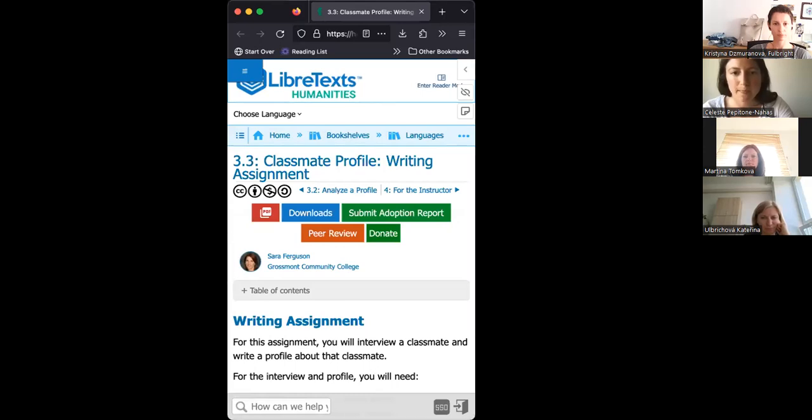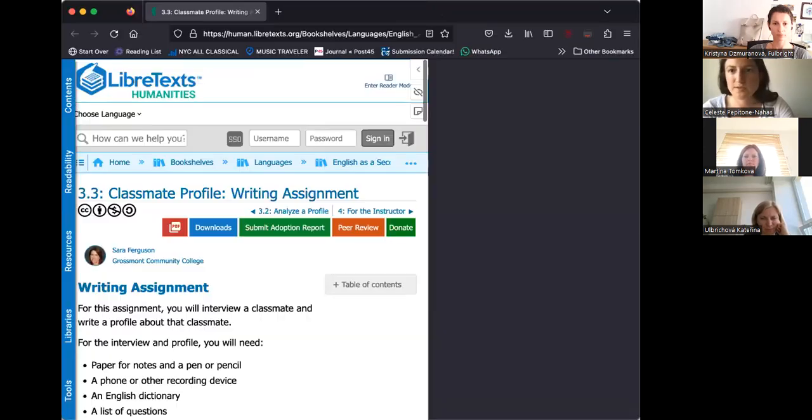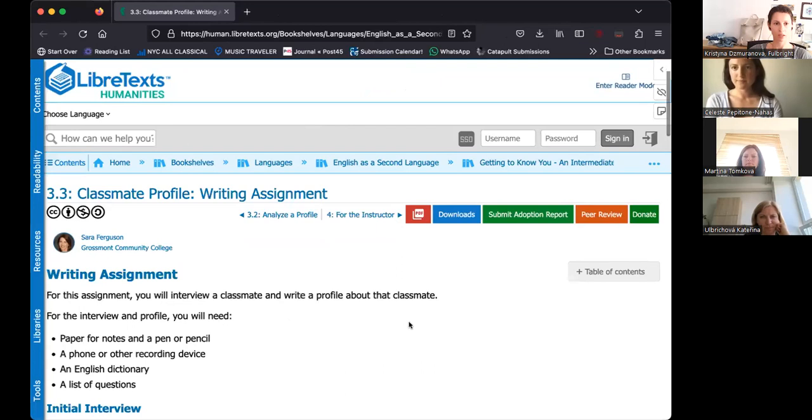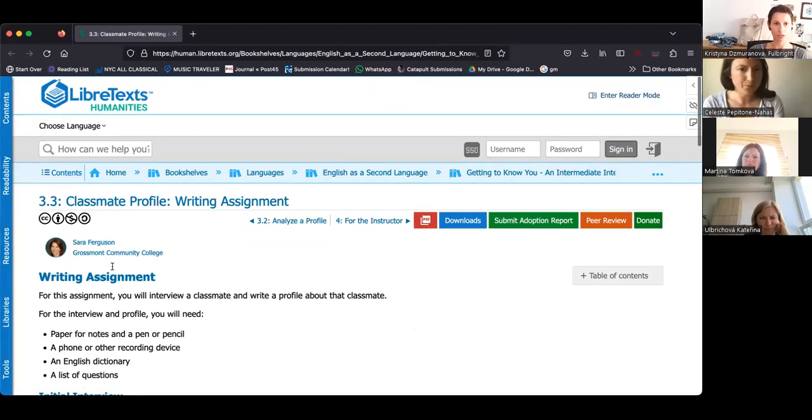So let's look at the rubric. Okay. I think it's this screen. Can you see it? Yes, we can see it, but you have to scroll down. Okay.